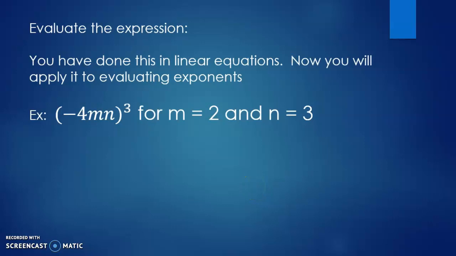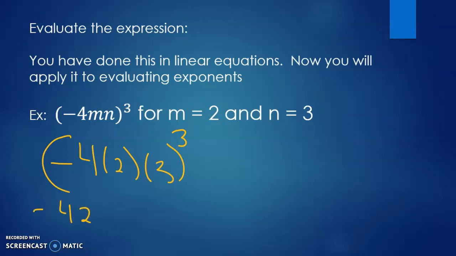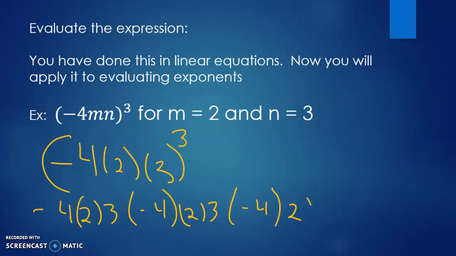So I'm going to rewrite this as -4 times 2 times 3, all of that to the third. So it is -4 times 2 times 3 times -4 times 2 times 3 times -4 times 2 times 3. It's going to be a quite large number. So, again, I'm going to do signs, numbers, and I don't have any letters.